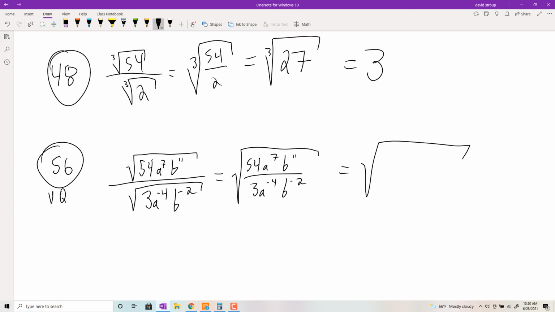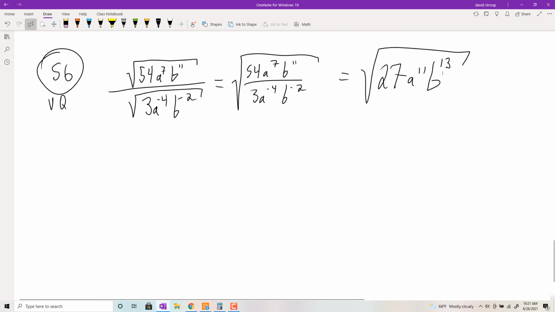54 divided by 3, that's 27. And then for our variables, if you have, for example, a to the 7th all over a to the negative 4, that is the same as a to the 7th minus negative 4, which is a to the 7th plus 4, which is a to the 11th. Okay. So I'll have a to the 11th, and then for similar reasons, hopefully you can guess now, b to the 11th all over b to the negative 2 will be b to the 11 minus negative 2, which will be 11 plus 2, which will be 13. Okay. And then we'll simplify and pull out all the perfect square stuff. Whoops, 54 divided by 3 is not 27. I apologize. It'll be 18.